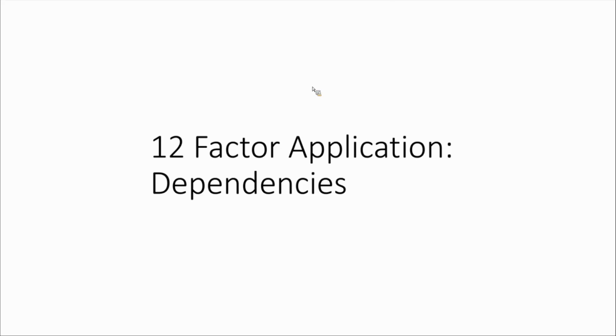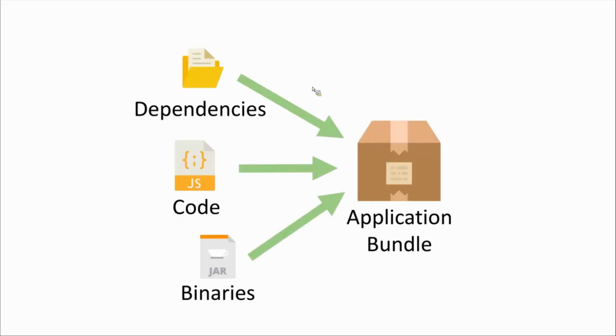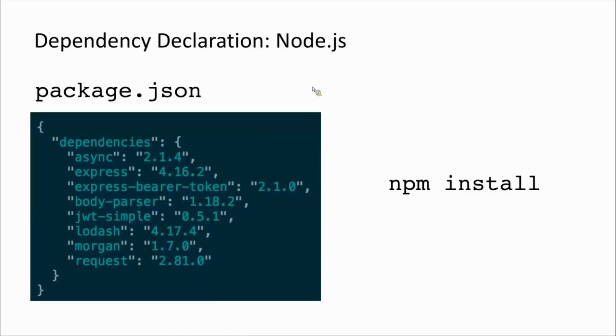The next step for us is dependencies. With dependencies, you want to explicitly declare and isolate them. So if you have a function that's needed by multiple pieces of code, it should be packaged into its own library and then included inside your deployment package. If you have to include a special library or binary, that should be wrapped up and packaged in the same bundle along with your code.